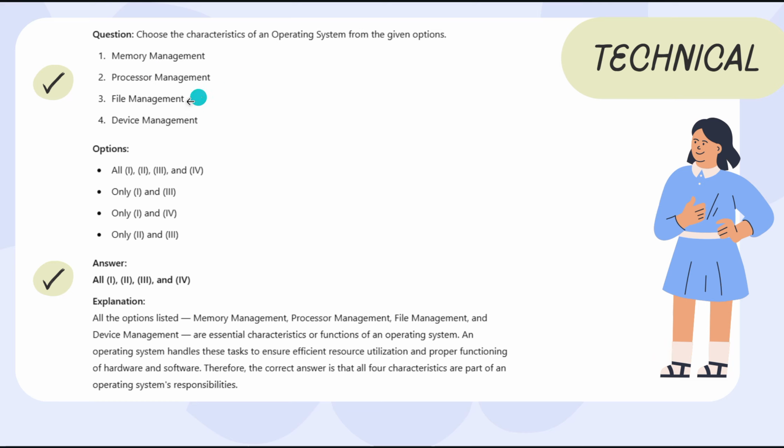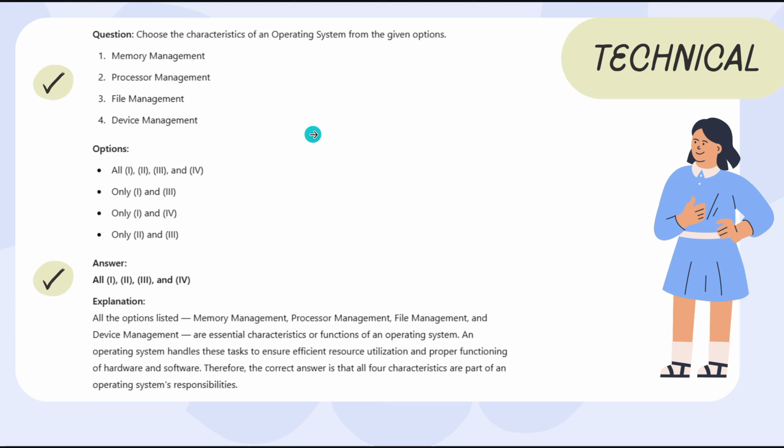Memory management, processor, file and device management. Because all the options are listed, device management is an essential characteristic for the functions of an operating system. An operating system handles these tasks to ensure efficient resource utilization and proper functioning of hardware and software. So the correct answer is all the above.